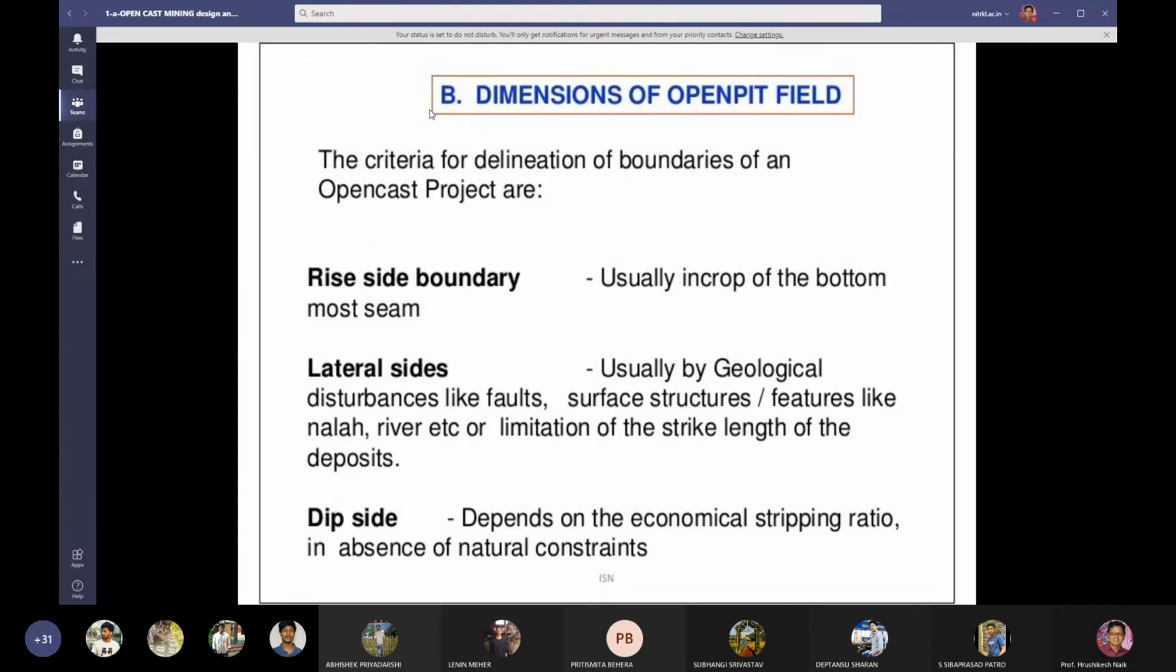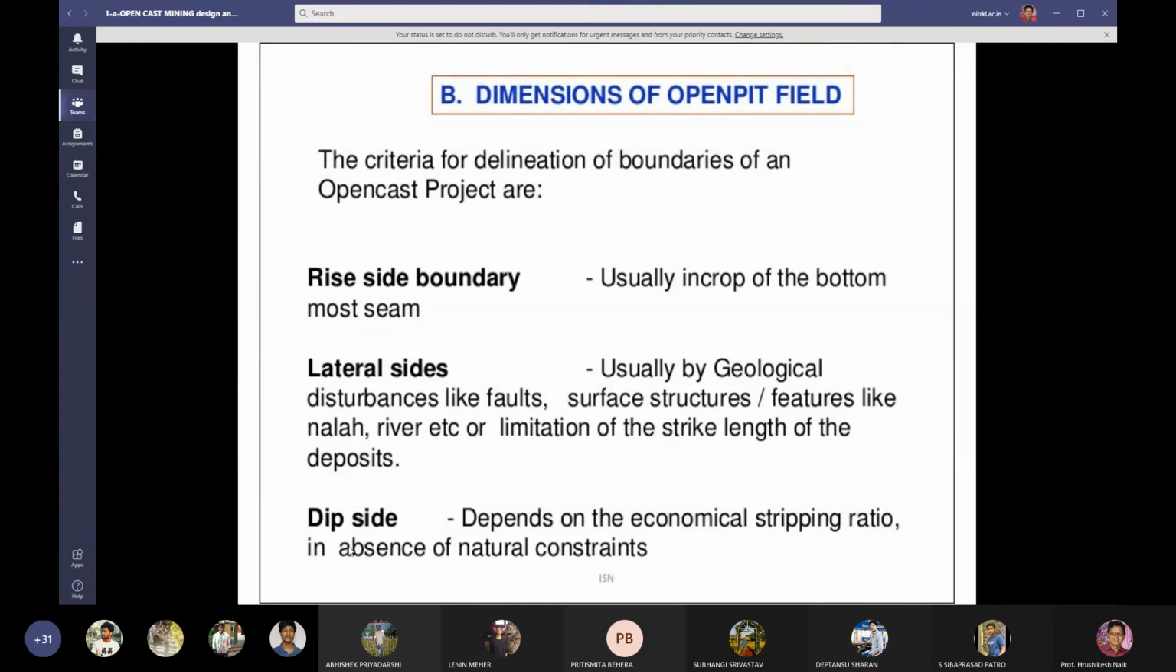Then you have to go to the second step, that is the dimension of the open pit field. Dimension means what is the depth, what is the extension, what is the area. The criteria for delineation of boundaries of an open cast project are: the rise side boundary, usually the outcrop of the bottommost seam; and the lateral sides, usually by geological disturbances like faults, surface features like a nala, river, etc., or limitation of the strike length of the deposit.